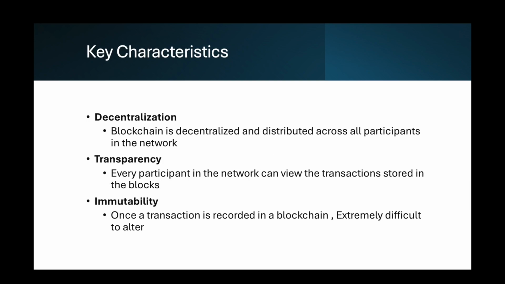Key characteristics: decentralization. Unlike traditional ledgers or databases that are controlled by a central authority, a blockchain is decentralized and distributed across all participants in the network. Transparency. Every participant in the network can view the transactions stored in the blocks. Immutability. Once a transaction is recorded in a blockchain, it is extremely difficult to alter.